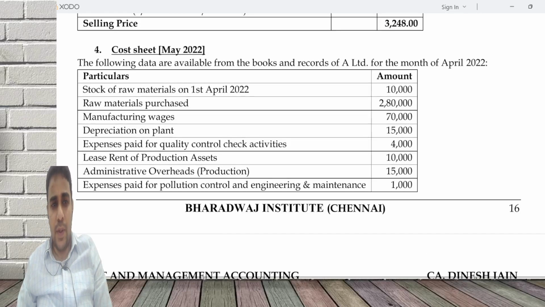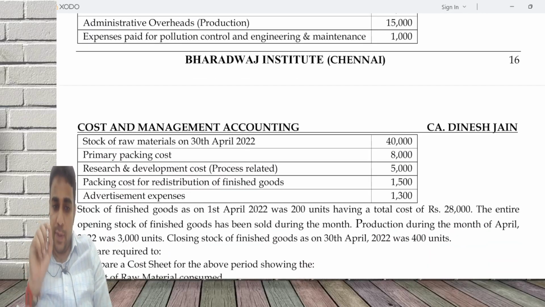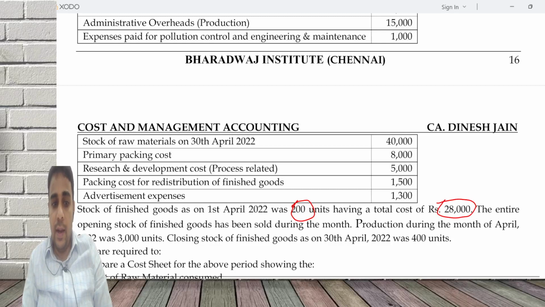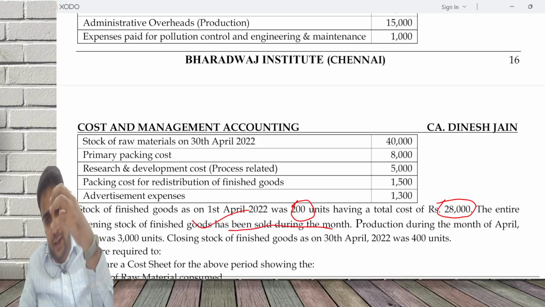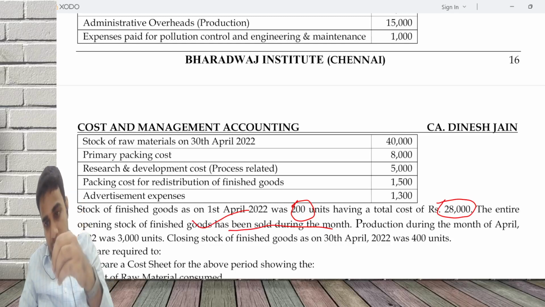Okay, we are required to prepare a cost sheet. In this, I'll just explain one important part. Say stock of finished goods on 1st April was 200 units. That is, you had an opening stock, and the entire opening stock has been sold, which means the entire closing stock will come from the current year production. That means it is the FIFO method.